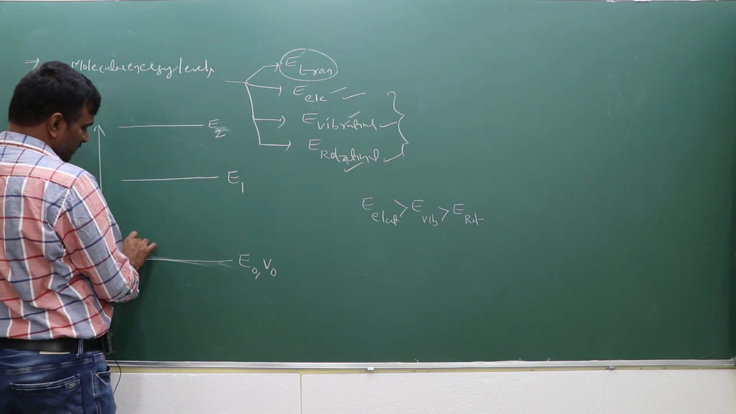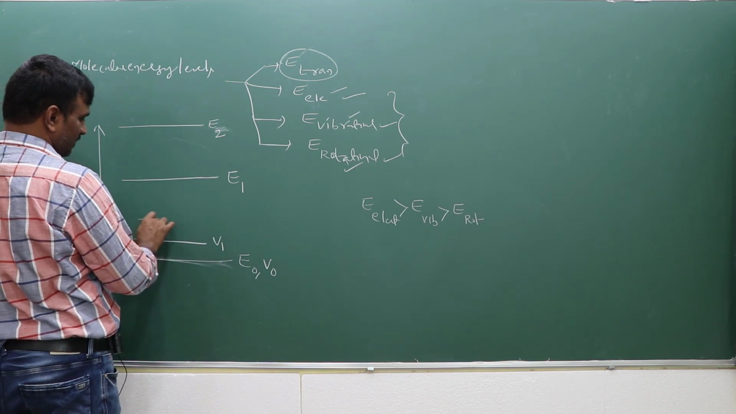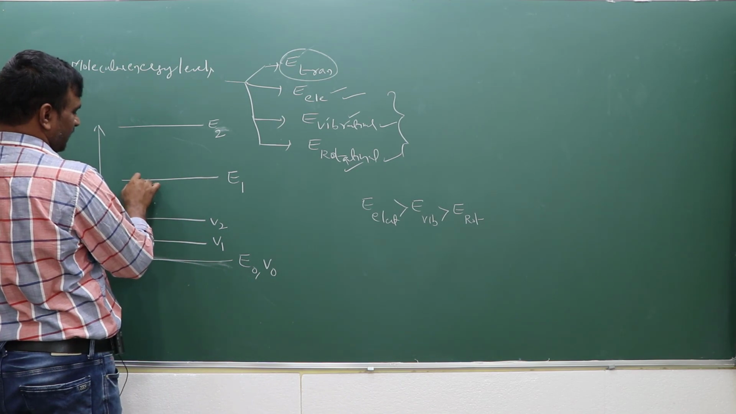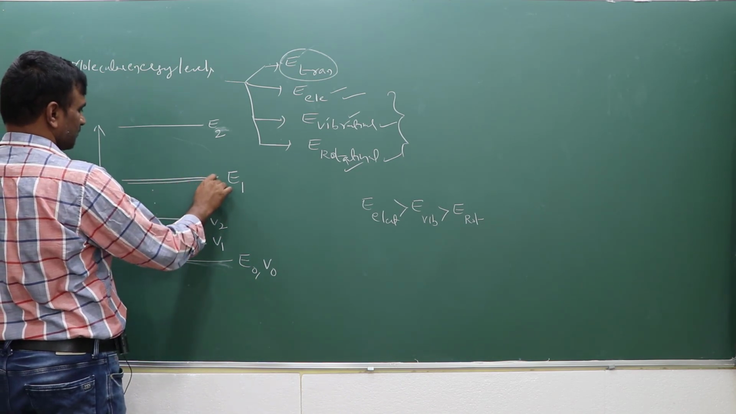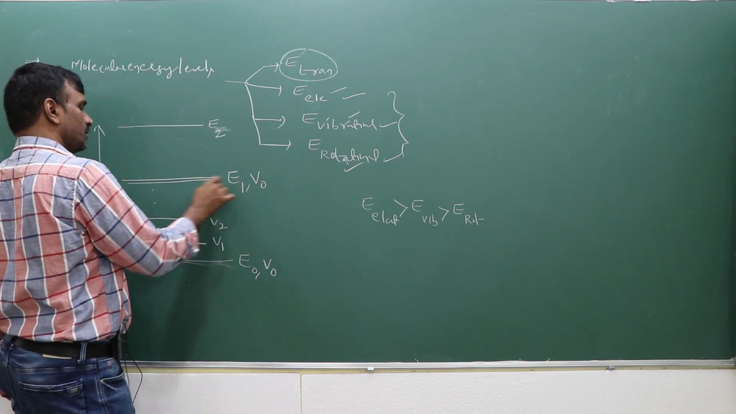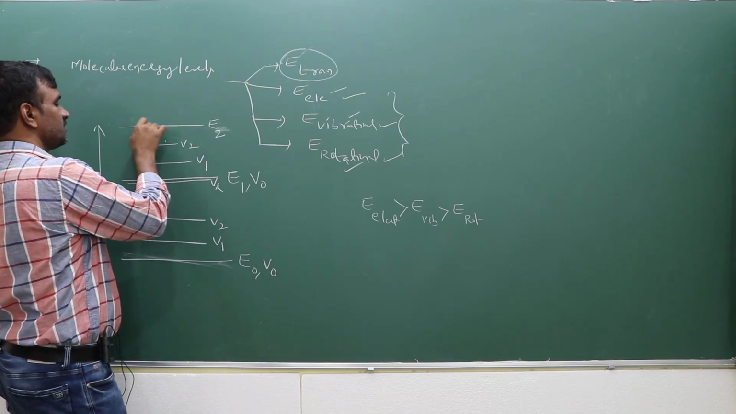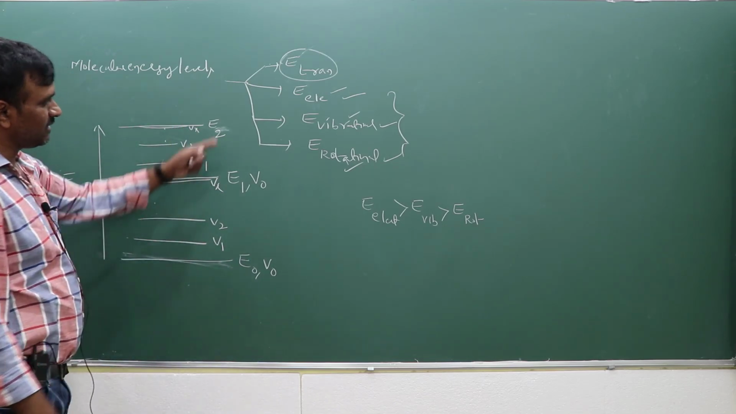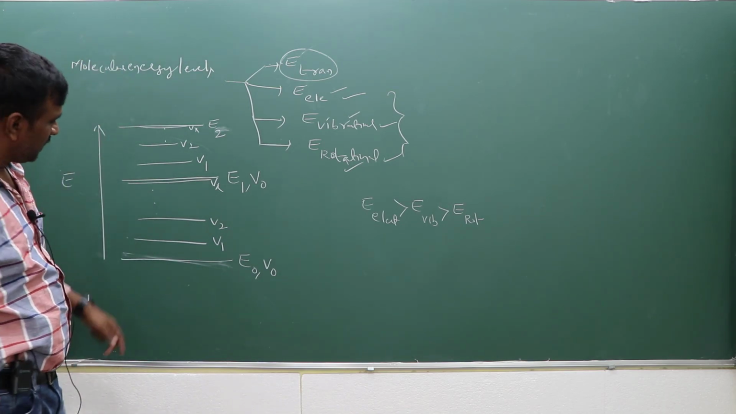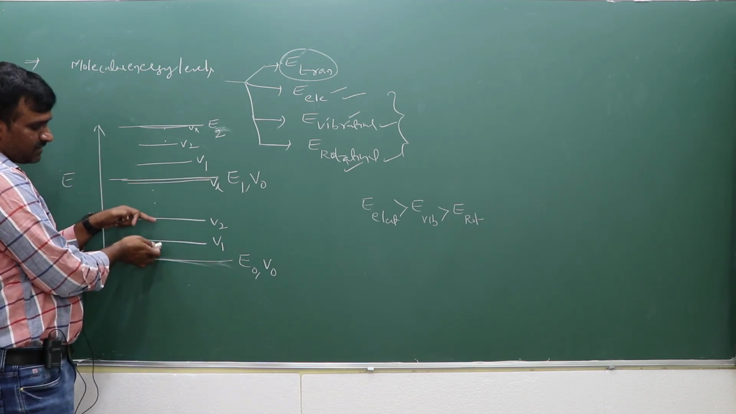Between these electronic levels, vibrational levels are there: V1, V2, V3, up to Vx or Vn. Again it may start with V0, V1, V2, up to Vx, like that. Again V0 takes place up to E3. So in between the electronic energy levels, vibrational levels will be arranged.